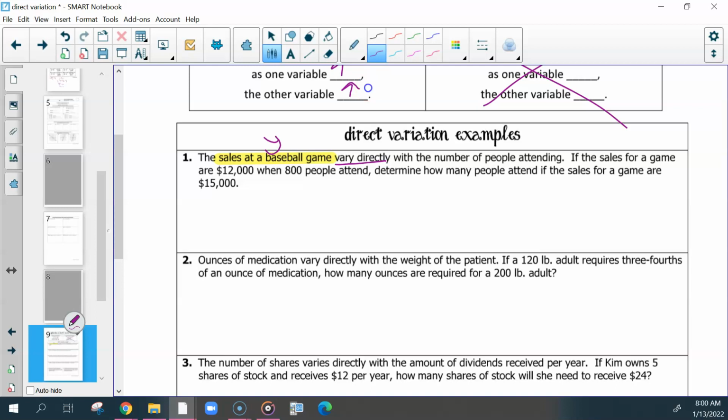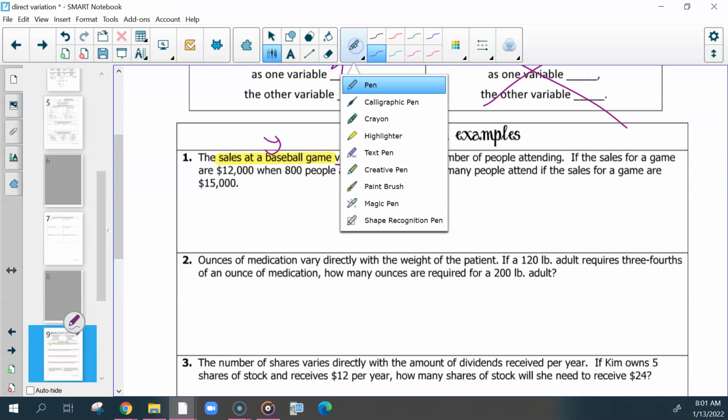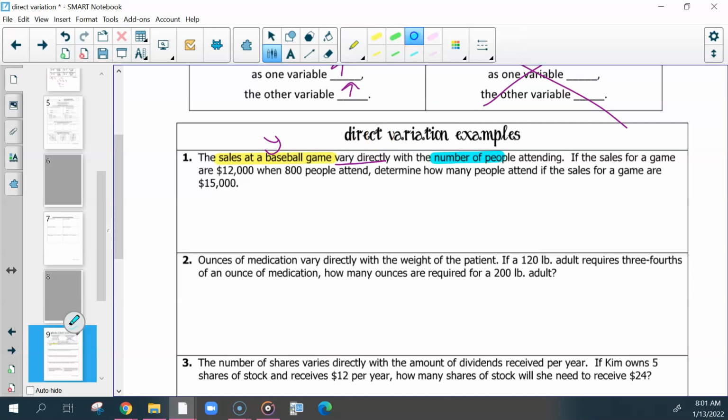And then the words that come directly after varies directly, whatever it says, so in this case, the number of people attending, that would be your X. So now that we know that's Y, that's X, then when we go to set up our proportion, we know it has to be Y over X.